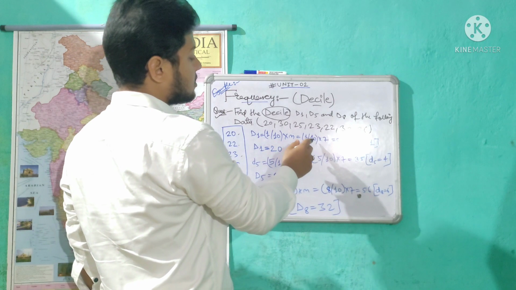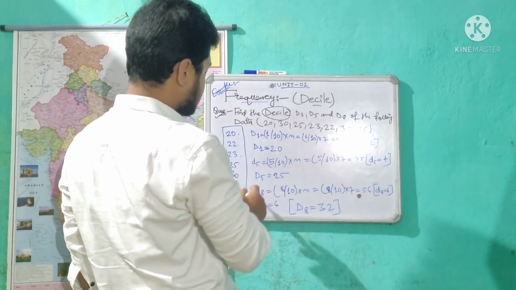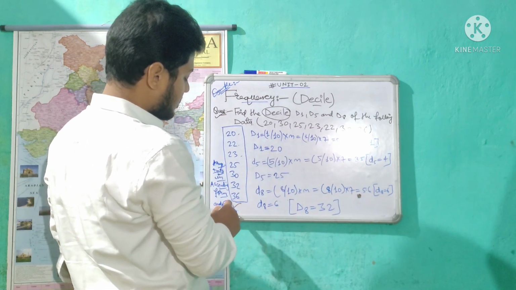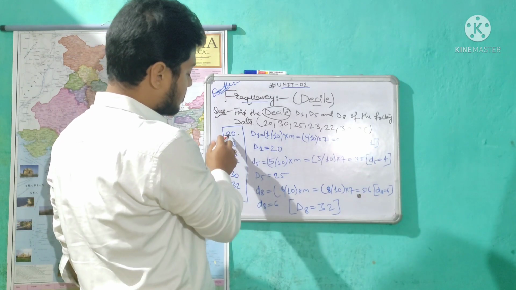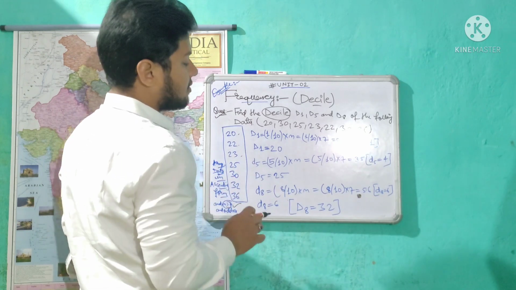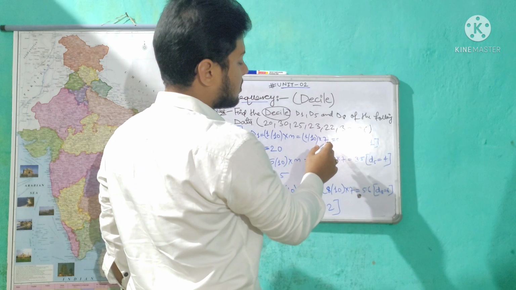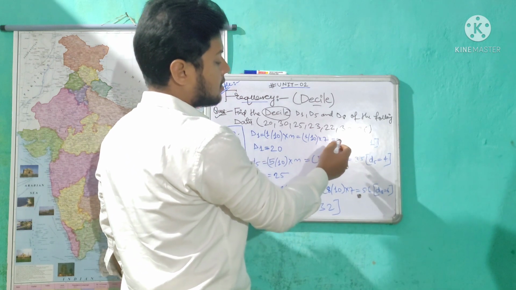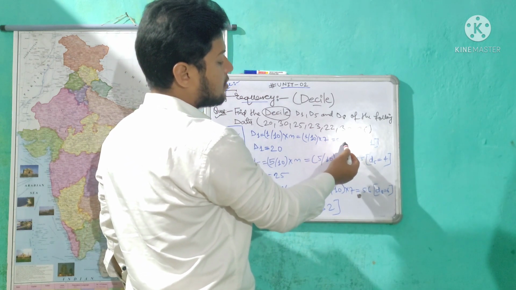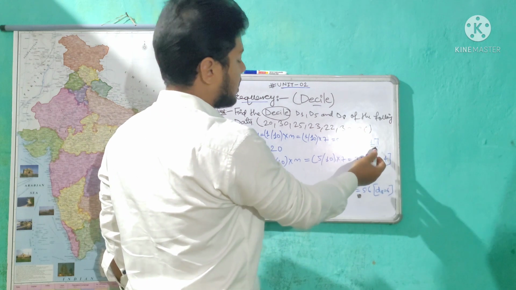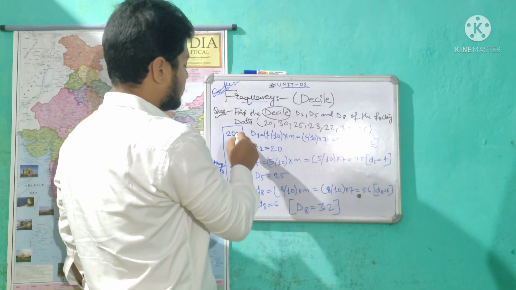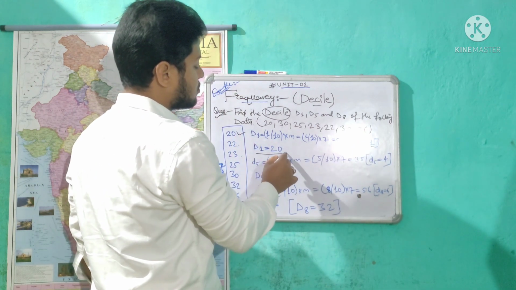So 1 by 10th into n, where n is the number of observations, which is 7. We have to count it: 1, 2, 3, 4, 5, 6, 7. So 1 by 10 into 7 is equal to 0.7. 0.7 is nearest to 1, so D1 is equal to 1, and the first term is 20. So we write D1 is equal to 20.